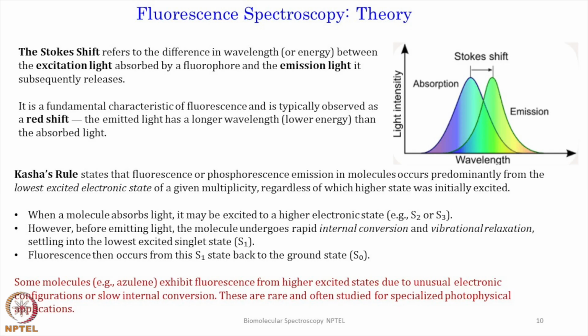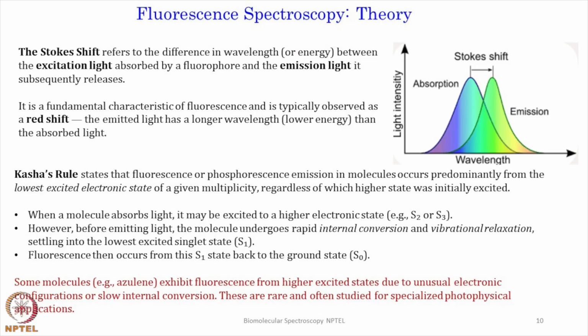Now, there is another important rule that I want to explain to you. It is called Kasha's rule. It states that fluorescence and phosphorescence emission in a molecule occurs predominantly from the lowest excited electronic state, that means S1 or T1. How does the electron reach S1? By a non-radiative process, that was internal conversion. How does it reach T1? Similarly, by intersystem crossing and then internal conversion.